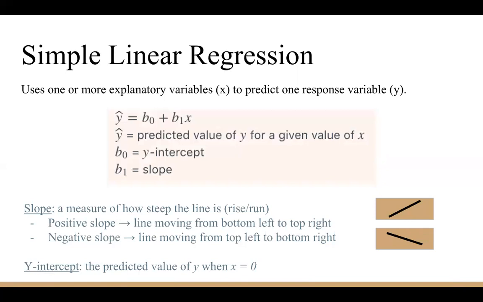Your slope is a measure of how steep your line is. Rise over run. It's also your change in y over your change in x. A positive slope indicates a line moving from bottom left to top right, and a negative slope is a line moving from top left to bottom right. You can see on the graphics to the right how a slope is defined as positive or negative. And your y-intercept is the predicted value of y when x equals 0. So if you plugged in 0 for x, your y-intercept is what you would get for y.